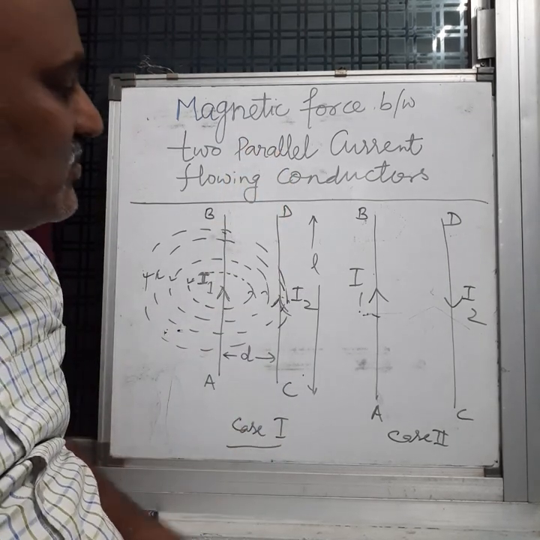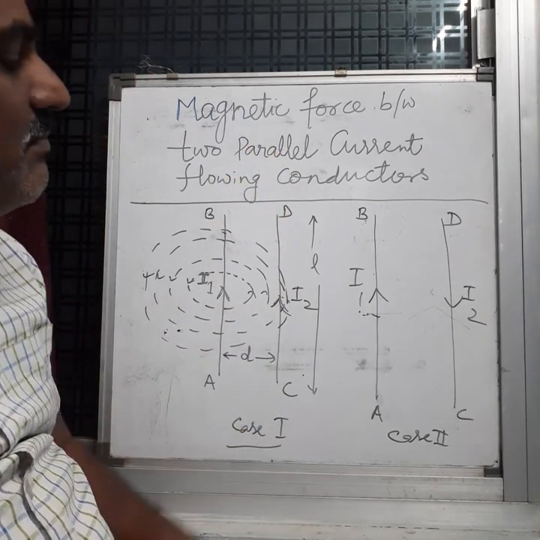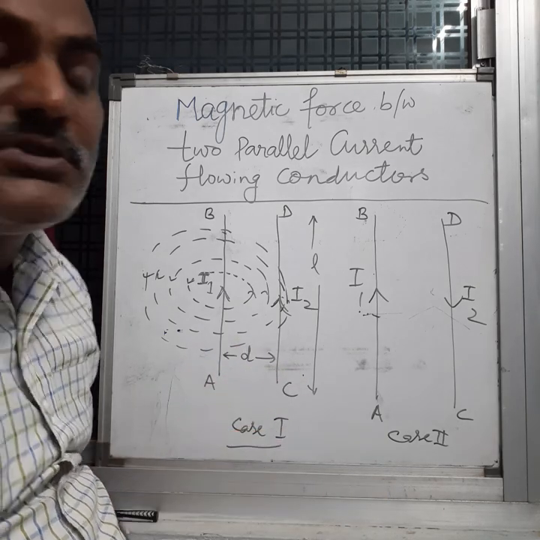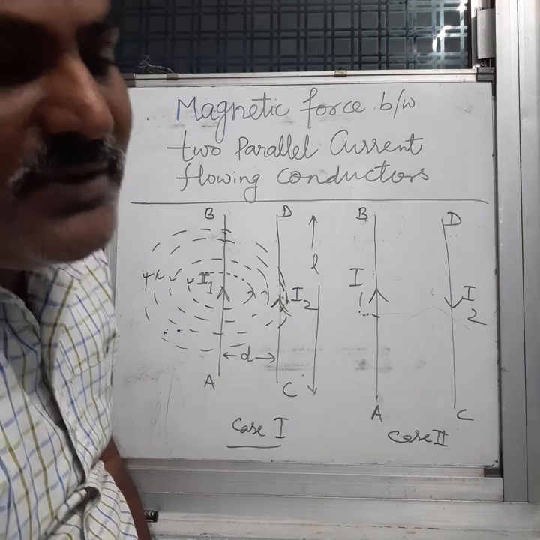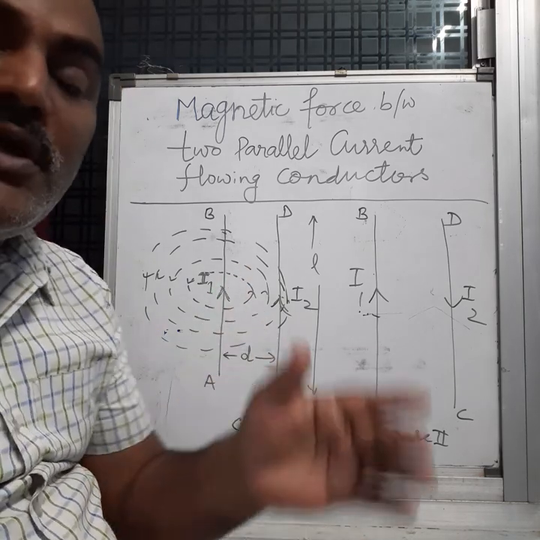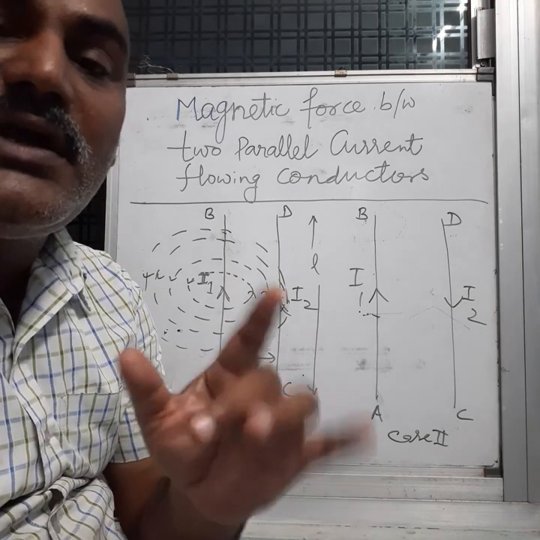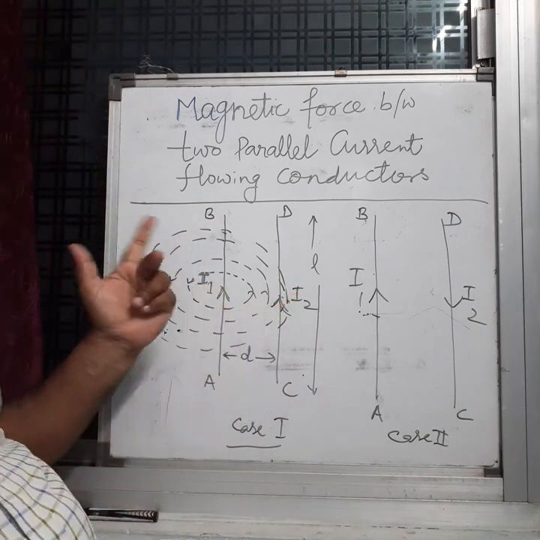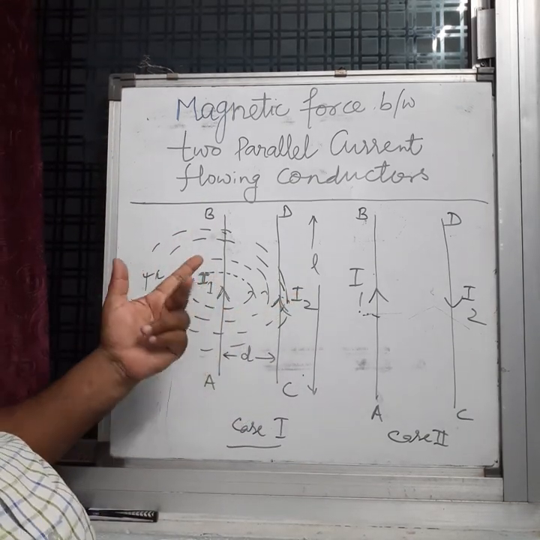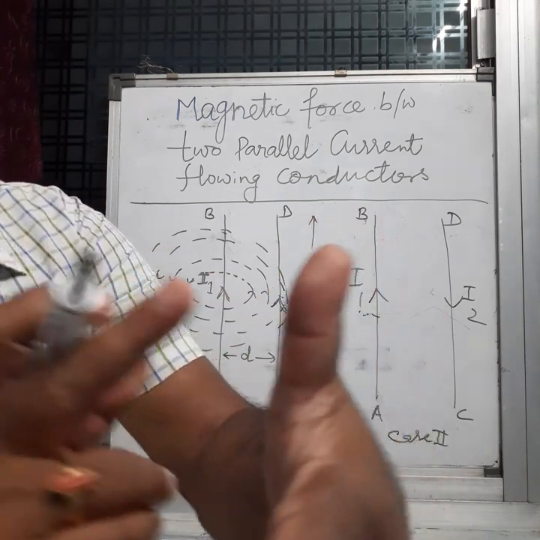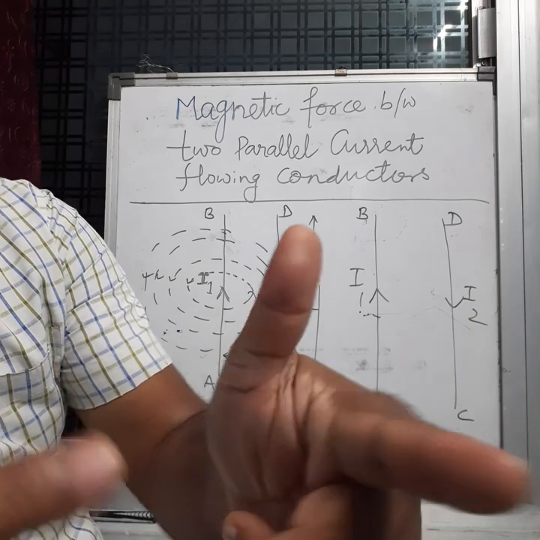What will be the direction of the magnetic force? B will decide the direction of the magnetic force. Which law is used for the magnetic force? Tell me. Fleming's left hand rule. What is Fleming's left hand rule? See now here. FBI. Make sure this is force, this is field, this is current.